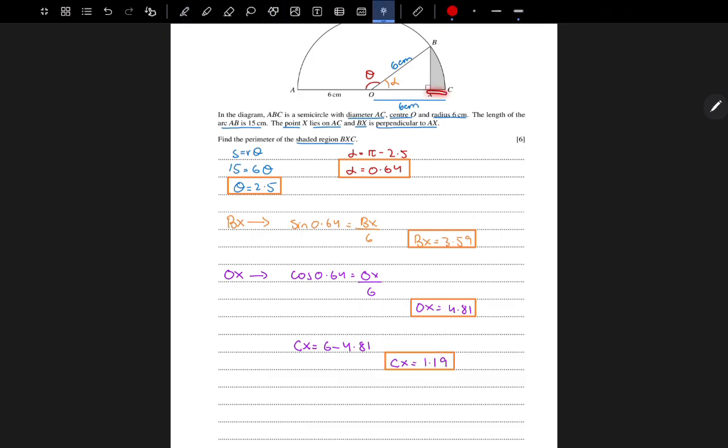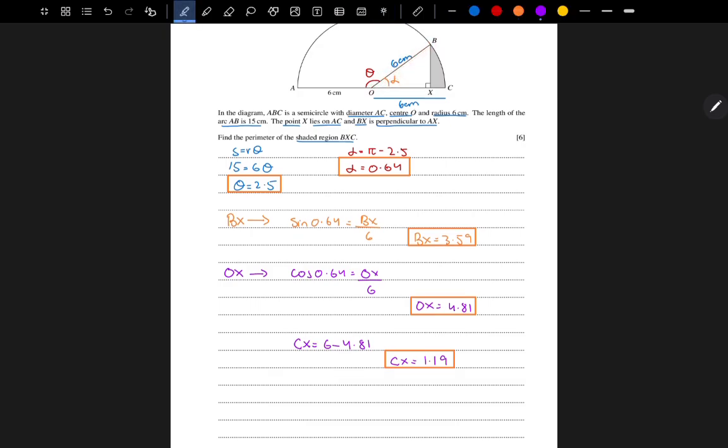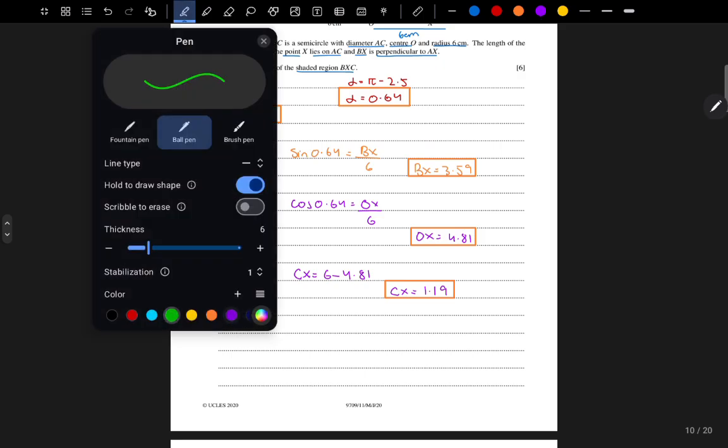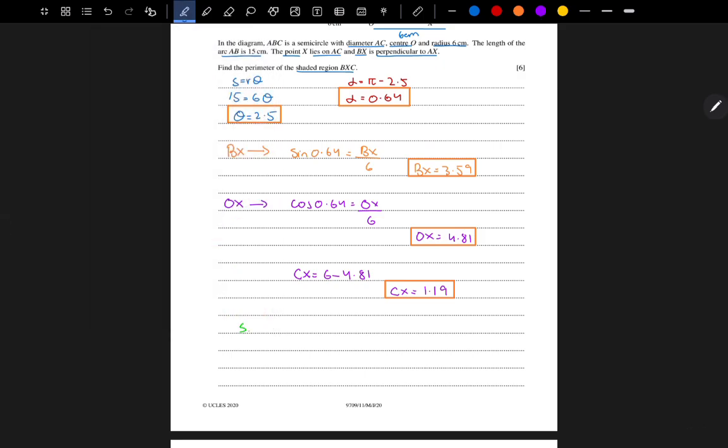Now that we have CX and we also have BX, we can find the arc length BC by using the radius 6 cm and the angle alpha. So our arc length will be S equals R theta, where we need to find the arc length. We know that the radius is 6 and our theta, which is alpha, will be equal to 0.64, and this will give us 3.85.